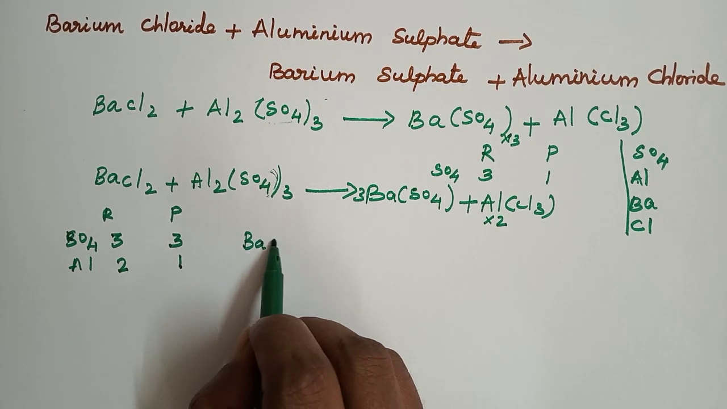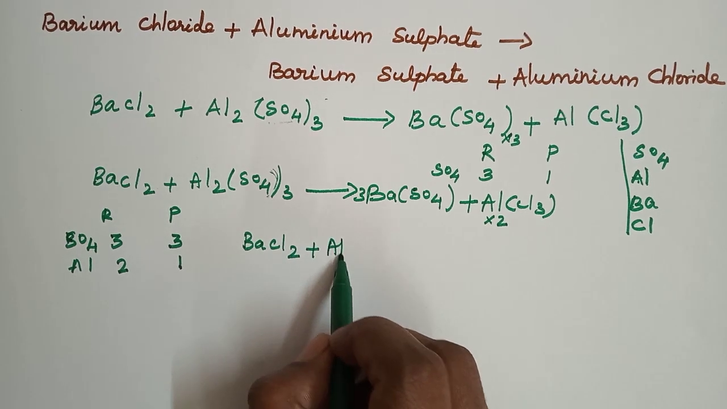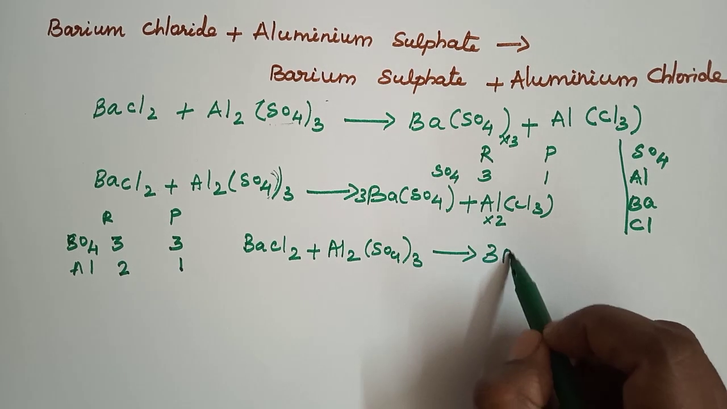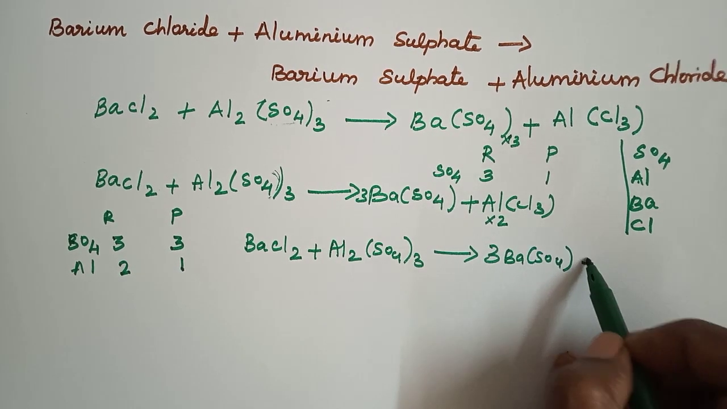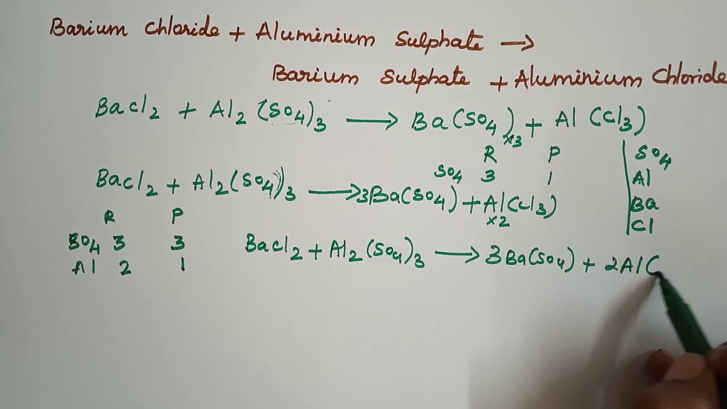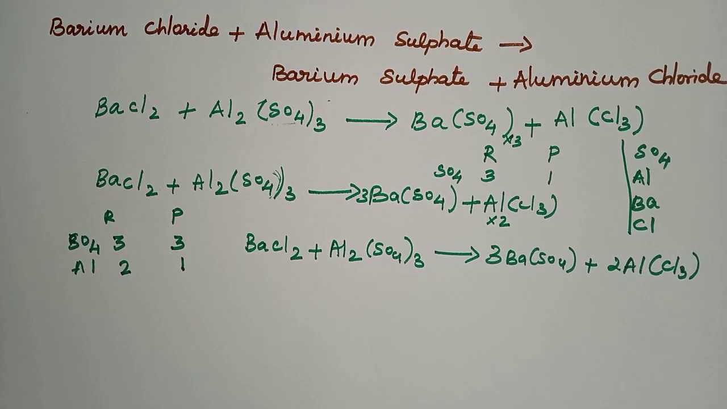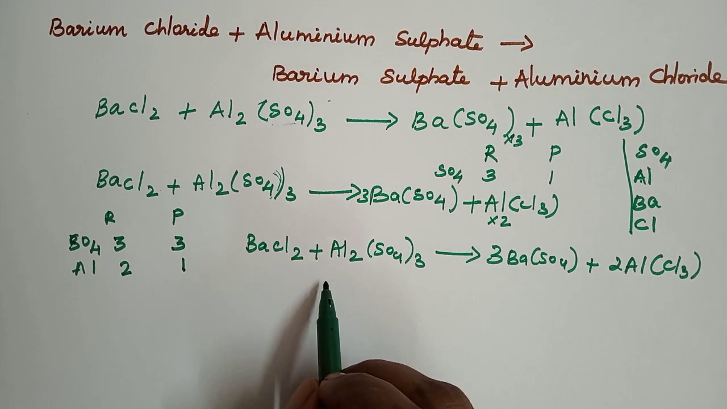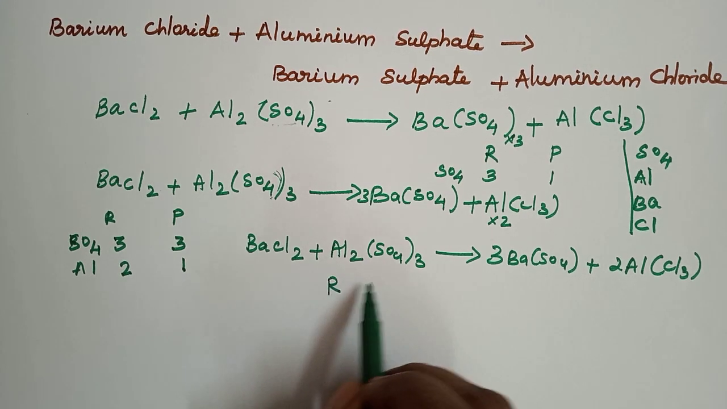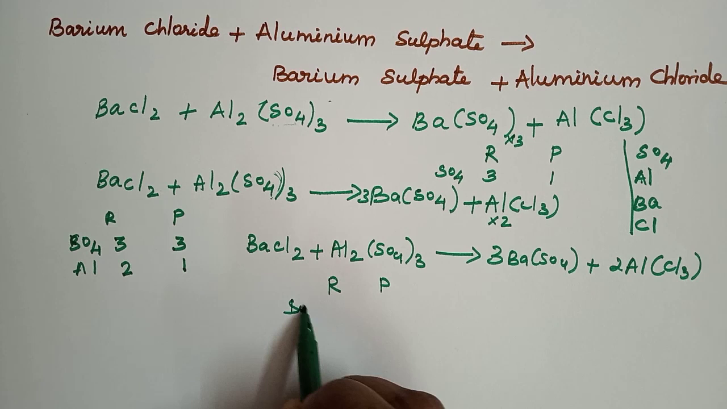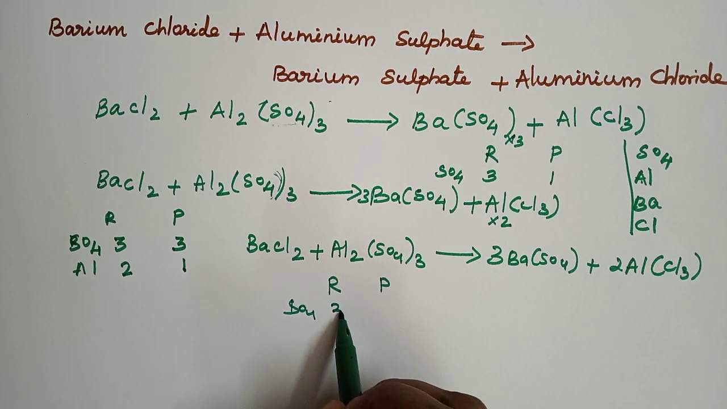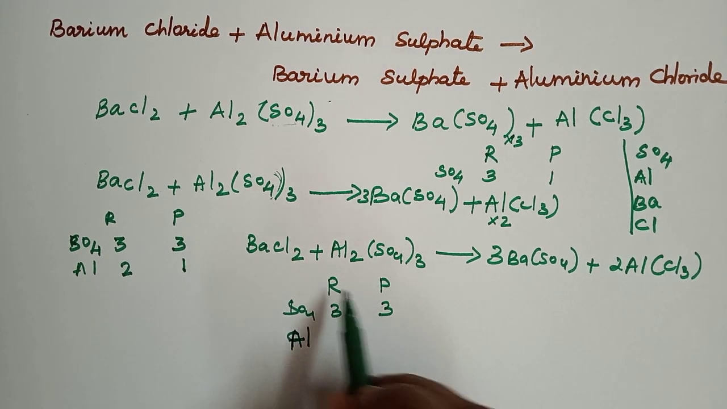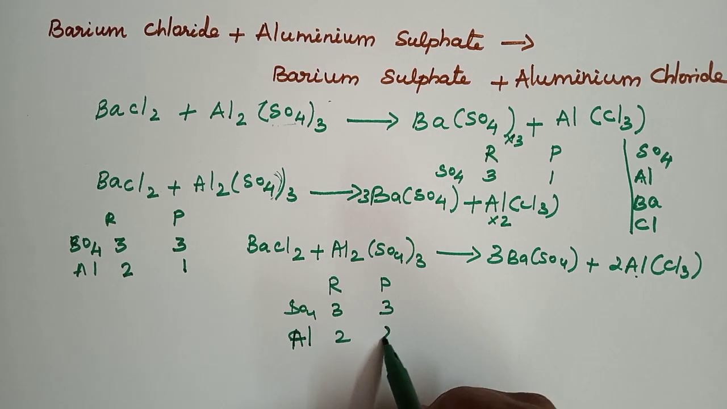BaCl2 plus Al2(SO4)3 gives 3BaSO4 plus 2AlCl3. Understood? So now this is a new equation. Shall we check the balance once again? Reactant side, product side. How many SO4 we have? 3. This side also 3. And how many Al we have? This side 2. This side also 2. Good.